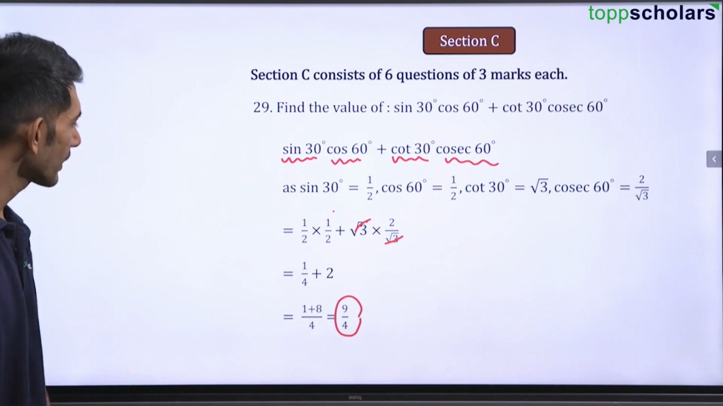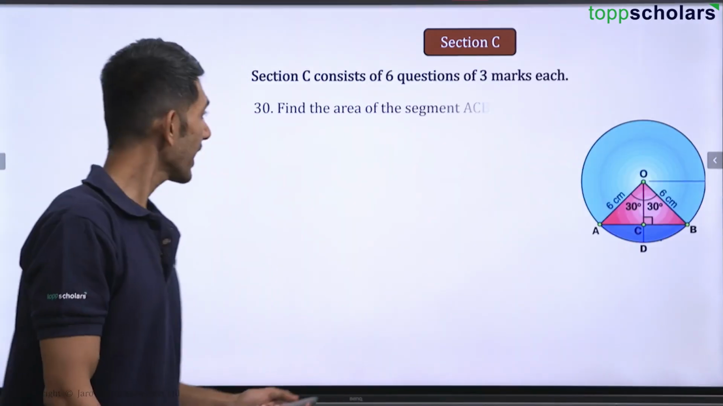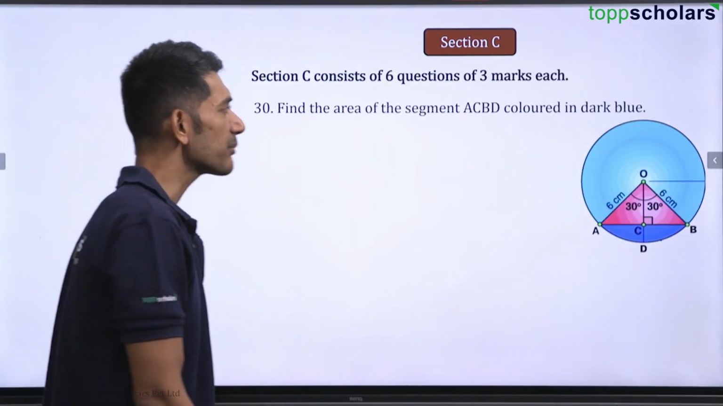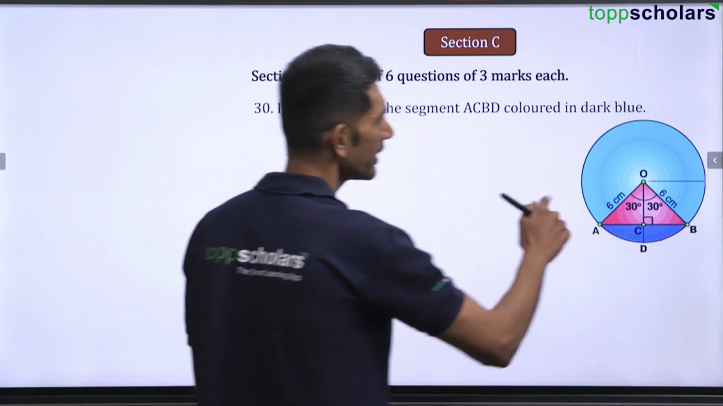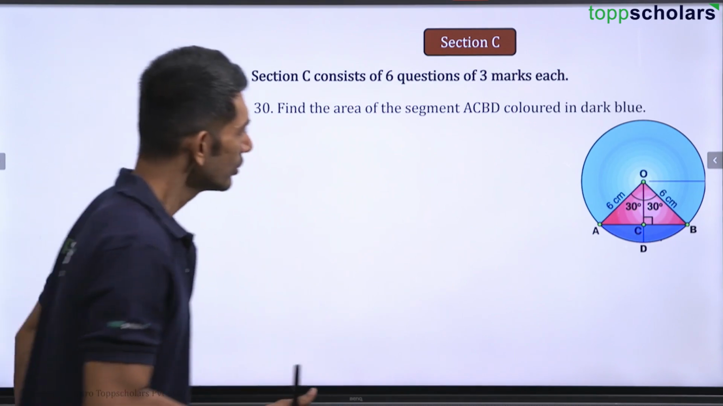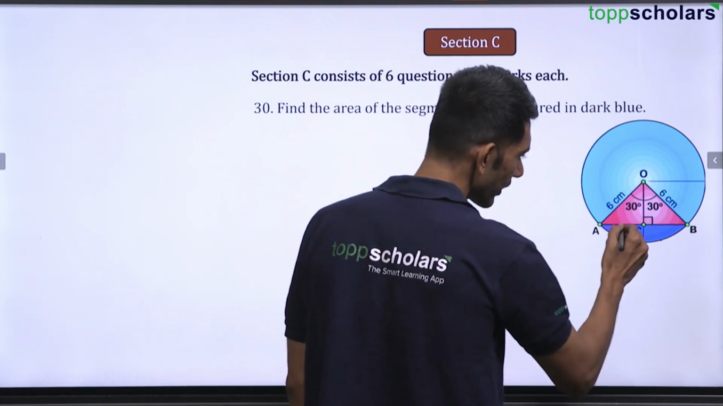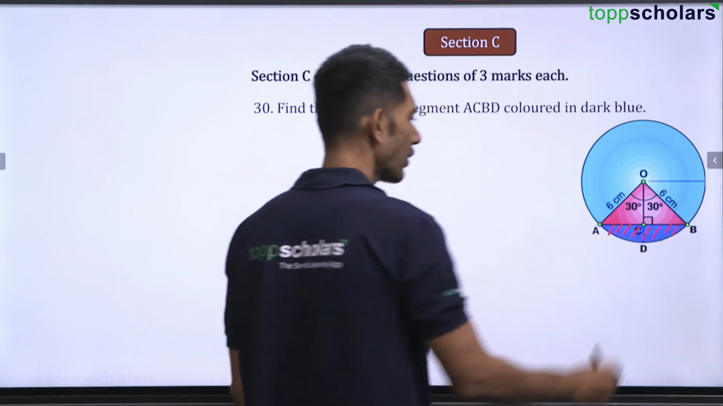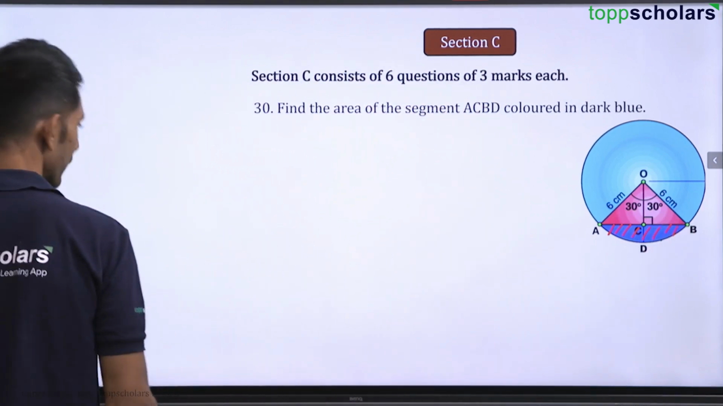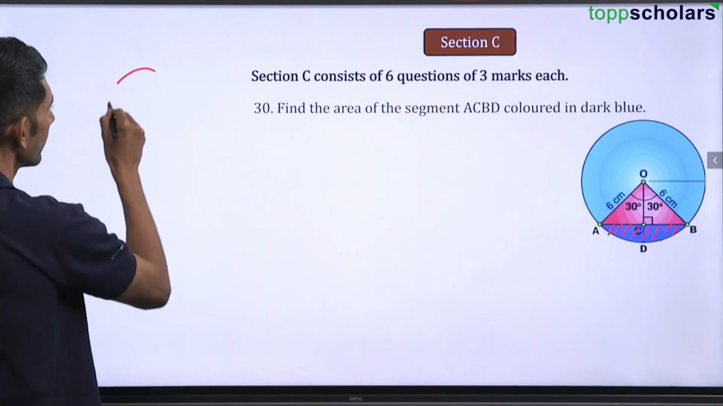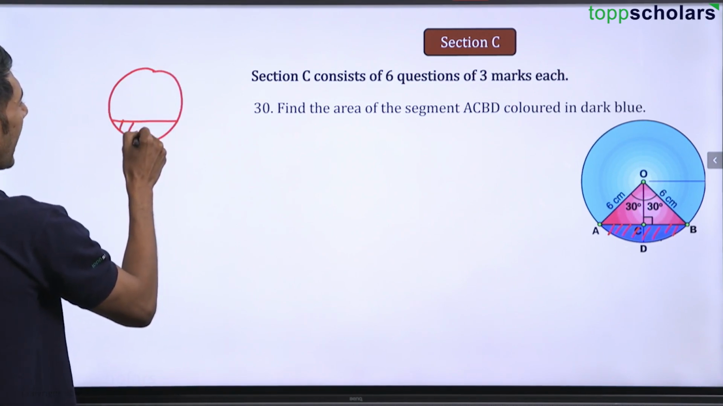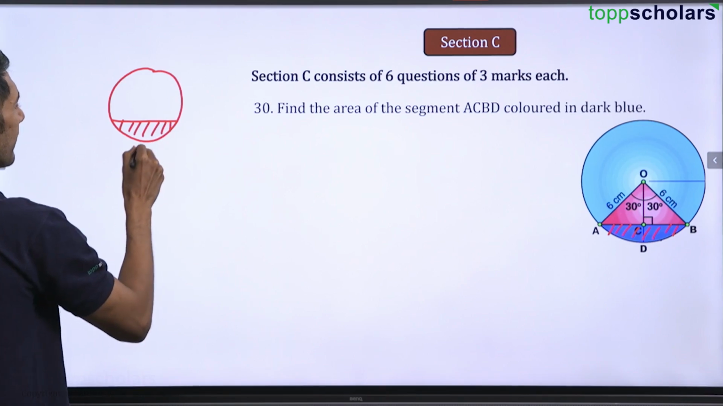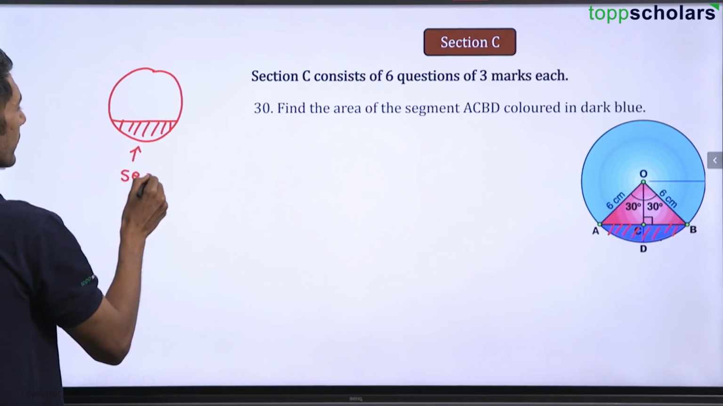Easy? Perfect. So let's have a look at a new question now. It says find the area of the segment ACBD. You're supposed to find out the area of the segment ACBD colored in dark blue. So we are supposed to find out the area of this particular segment. Now we already know what is the meaning of a segment of a circle, right? So segment of a circle is nothing but the area enclosed by the chord and the arc. So this area is called as segment, right?